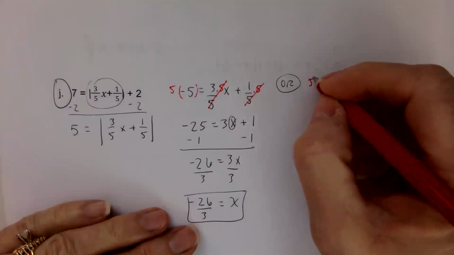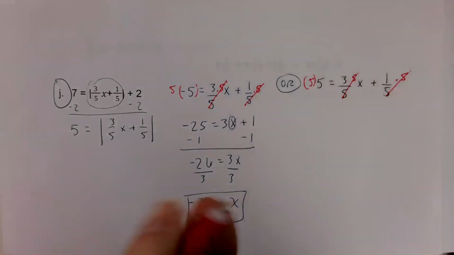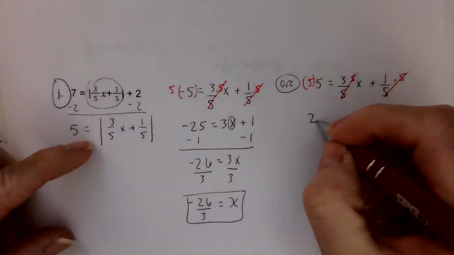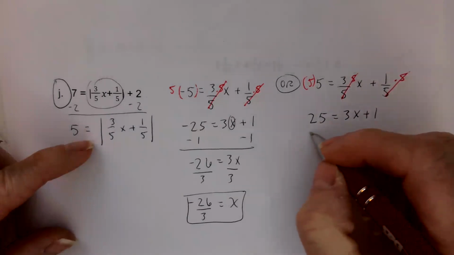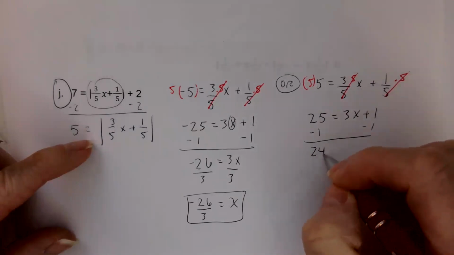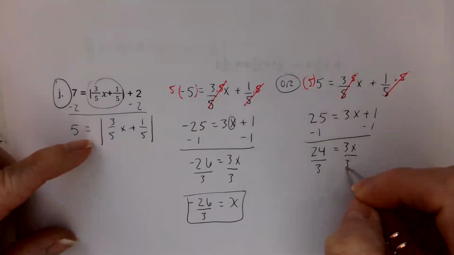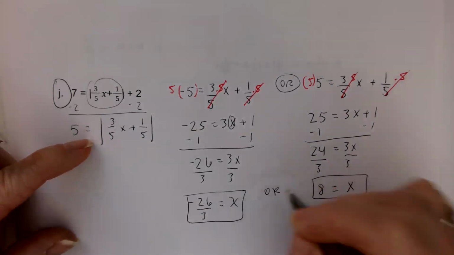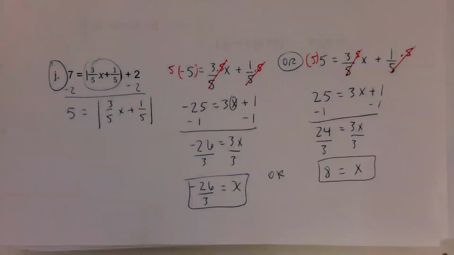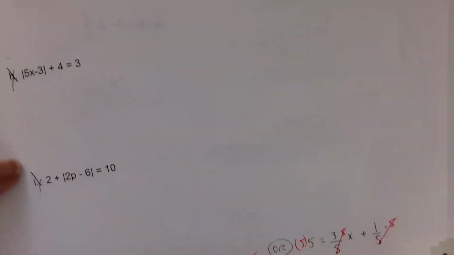And then over here, I'm going to do the same. I'm going to multiply by 5. Those will cancel, multiply by 5, that cancels. So over here, I have a positive 25 equals 3x plus 1. If I subtract 1, I have 24 equals 3x. And then we divide by 3, and we get x equals 8. So either x equals a negative 26/3 or x equals 8. Remember the other questions up here, G, H, and I are all on the extra video.